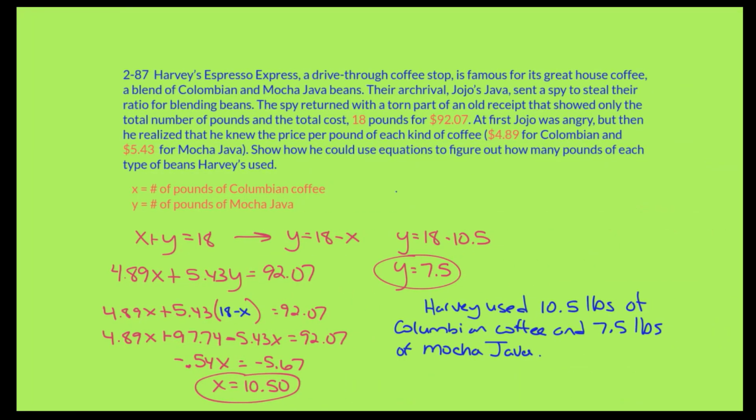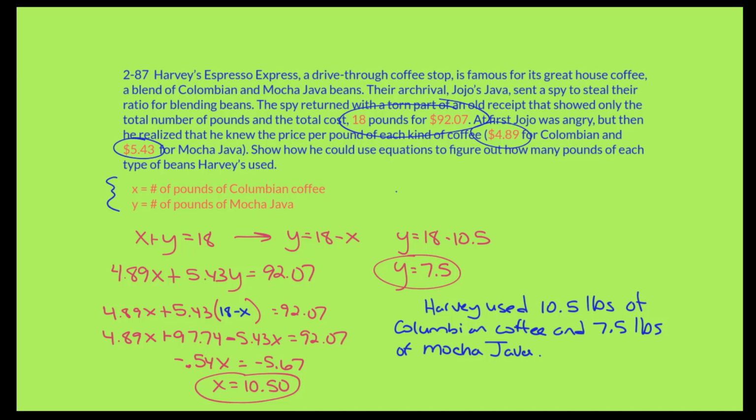All right, so you can read through this whole equation. So Harvey's Espresso Express, a drive-through coffee shop, is famous for its great house coffee, a blend of Colombian and mocha java. So they go through all this and they describe everything that they need. The spy returned with a torn part of an old receipt that showed only the total number of pounds and the total cost. So that's this right here. That's key information. Also, the fact that it's $4.89 per pound and $5.43 per pound for mocha java.